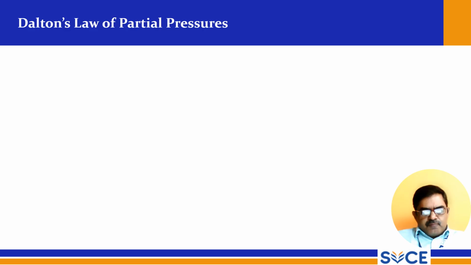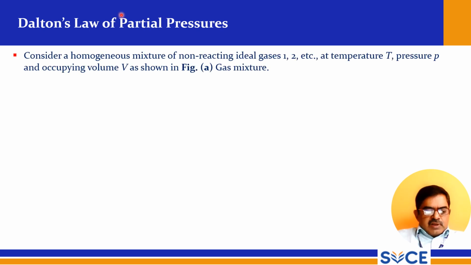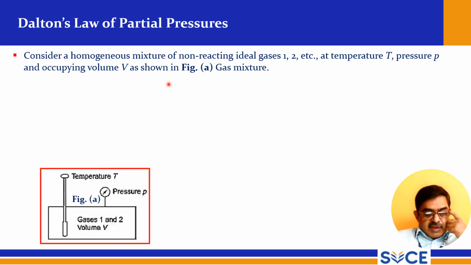So Dalton's law of partial pressures. We already discussed this in the earlier session, but we will elaborate on it. Consider a homogeneous mixture of non-reacting ideal gases 1, 2, etc. at a temperature T and pressure P, occupying volume V as shown in figure A. So gases 1 and 2 are there in a homogeneous mixture, and here we have a thermometer and a pressure gauge.